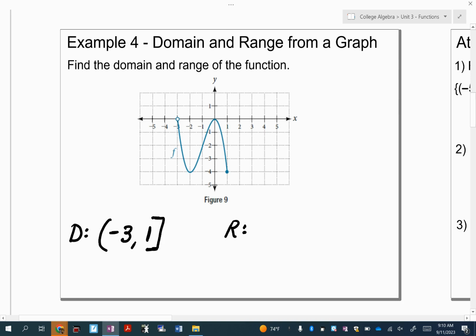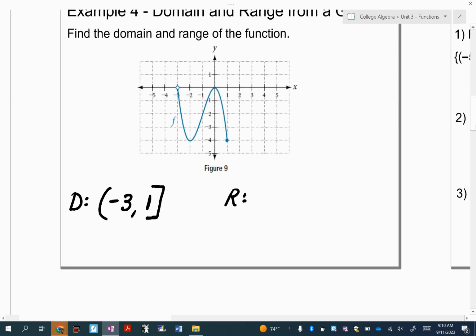All right, now the range is tricky. The lowest y value is actually this point or this point, and they both have a y value of -4. And we put a bracket because it's included. And then what students are going to do to mess this up is the highest y value is actually 0, right? This point and this point.